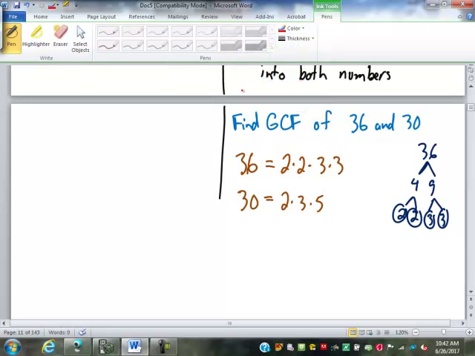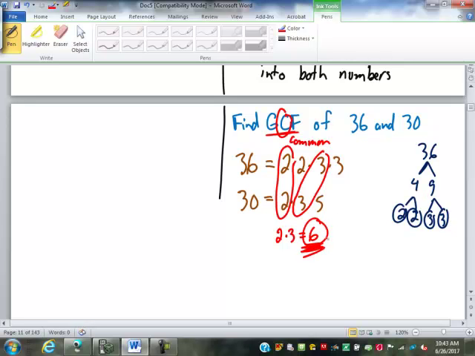But once we've got them factored, for the greatest common factor, the key word there is common. What factors do they have in common? A 2 and a 3. 2 times 3 is 6. 6 is the GCF, the greatest common factor.